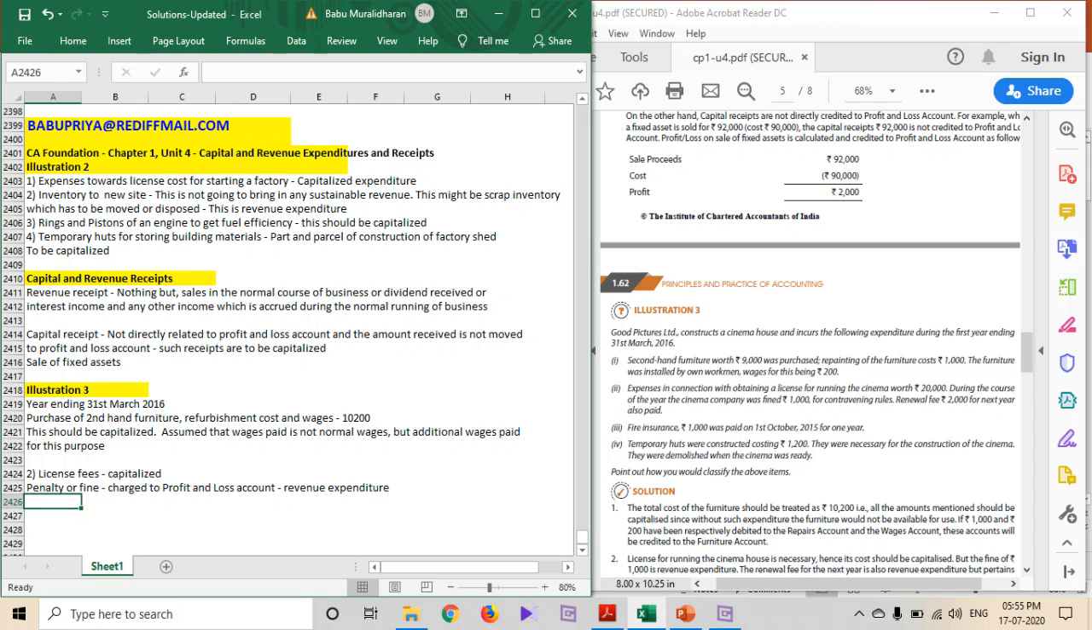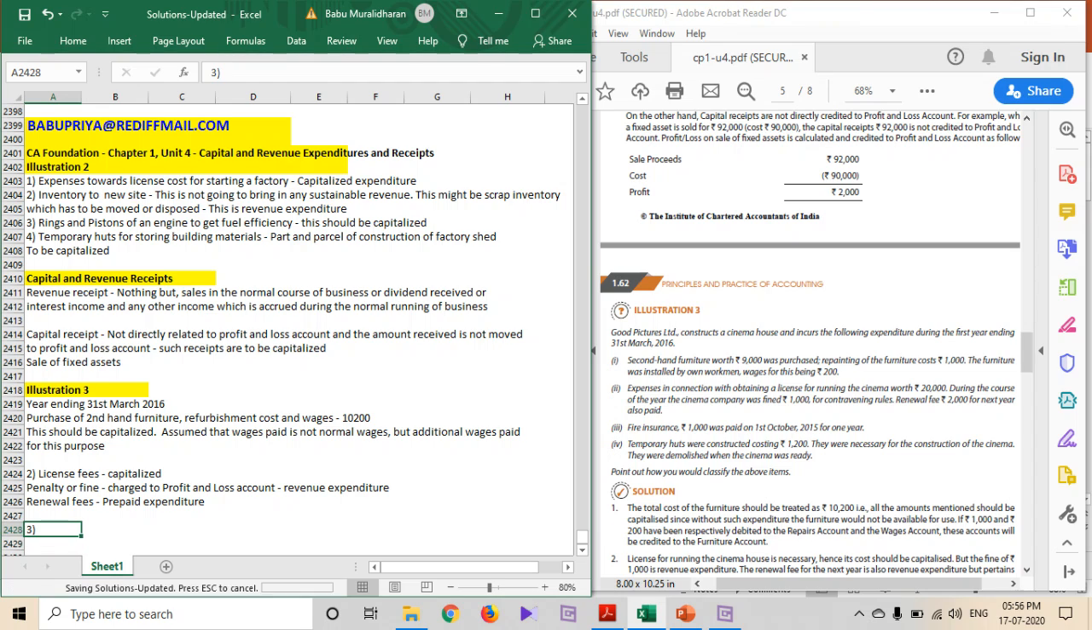Then renewal fees of rupees 2,000 for next year also paid. Renewal fees are an annual running cost of the cinema hall. Because it is paid for next year, it should be treated as prepaid expenditure and taken to the balance sheet for the current year, and next year moved from prepaid expenses to the profit and loss account, because this cost relates to the next financial year, not the current financial year.